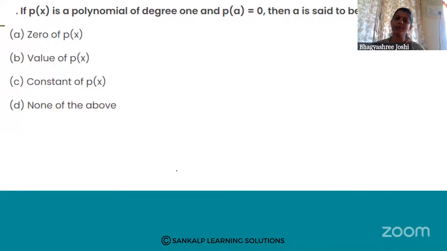If P of X is a polynomial of degree 1 and P of A is equal to 0, then A is said to be... observe carefully, P of X is a polynomial of degree 1. That means it is a linear polynomial. And P of A is equal to 0. Then A is said to be whether it is 0 of P of X, or value of P of X, or constant of P of X, or none of the above. This is 0 of P of X. P of A is equal to 0, that means it is 0 of P of X.